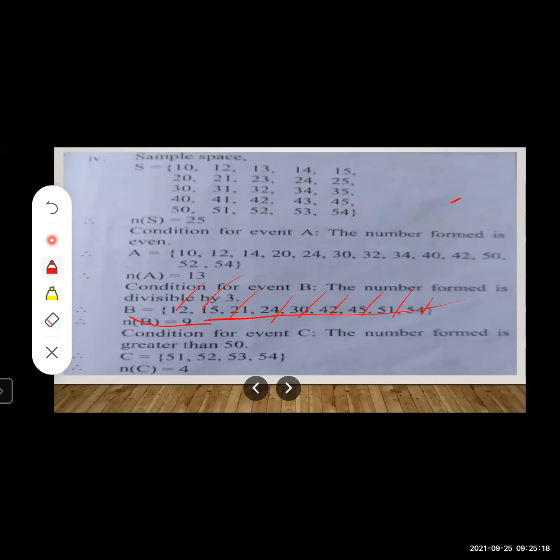So you will write our favorable outcomes or sample points for the event B as 9, right? So you will write n(B) is equal to 9. Now let us move to the next condition. What is the next condition given over here?